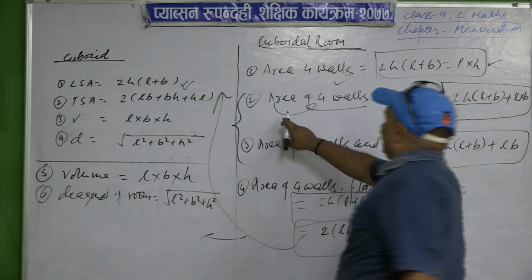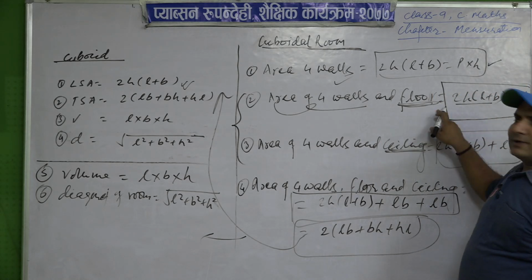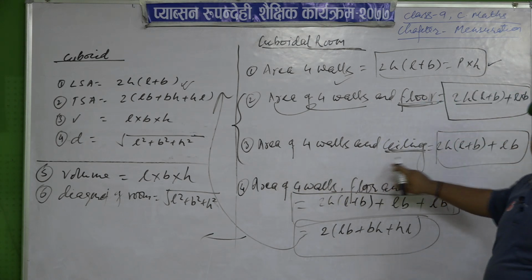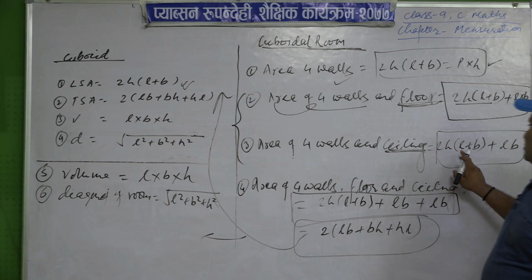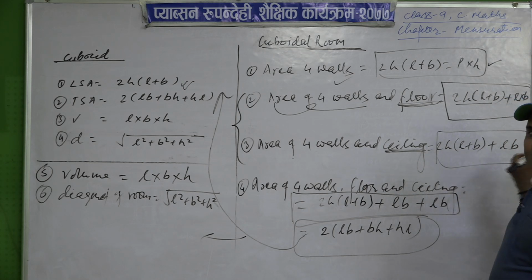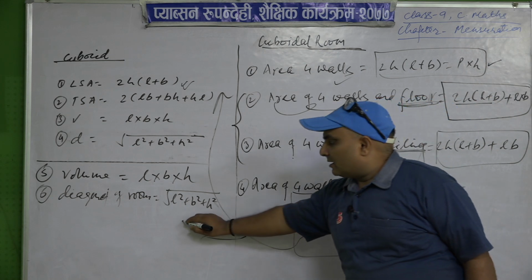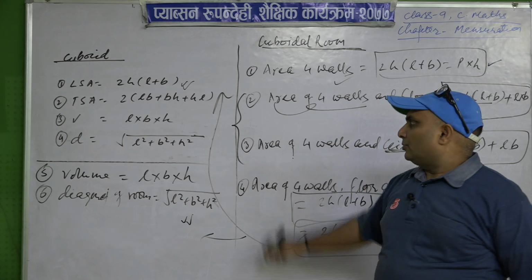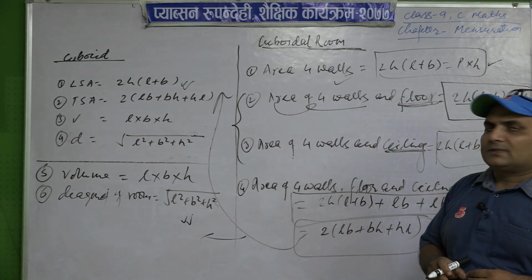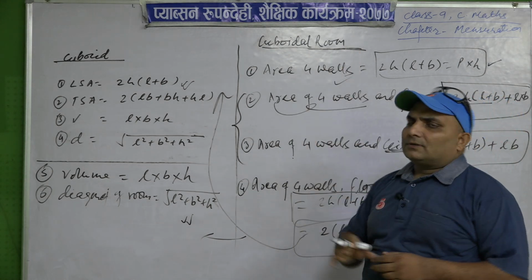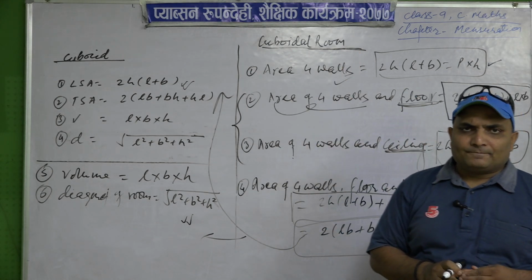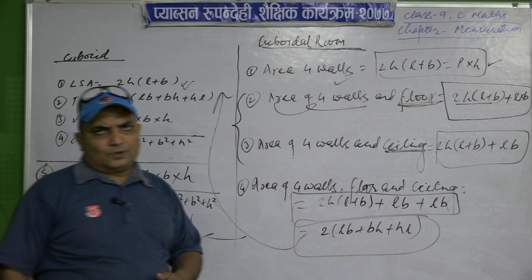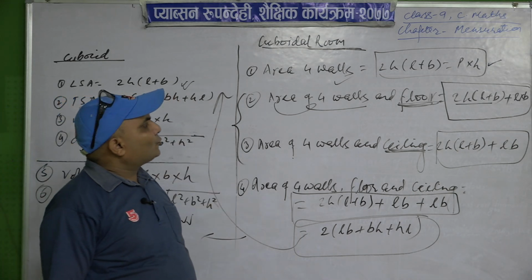It is also very easy. The area of four walls is 2h(L + B), the floor is a rectangle, that's why its area is L into B. Similarly, the area of four walls and ceiling is also the same: area of four walls 2h(L + B) plus LB. So if you remember the different areas, volume and diagonal of the cuboid, you also remember them for a room of cuboidal type. Okay, so this is all for the formulas for the rectangular or cuboidal room.